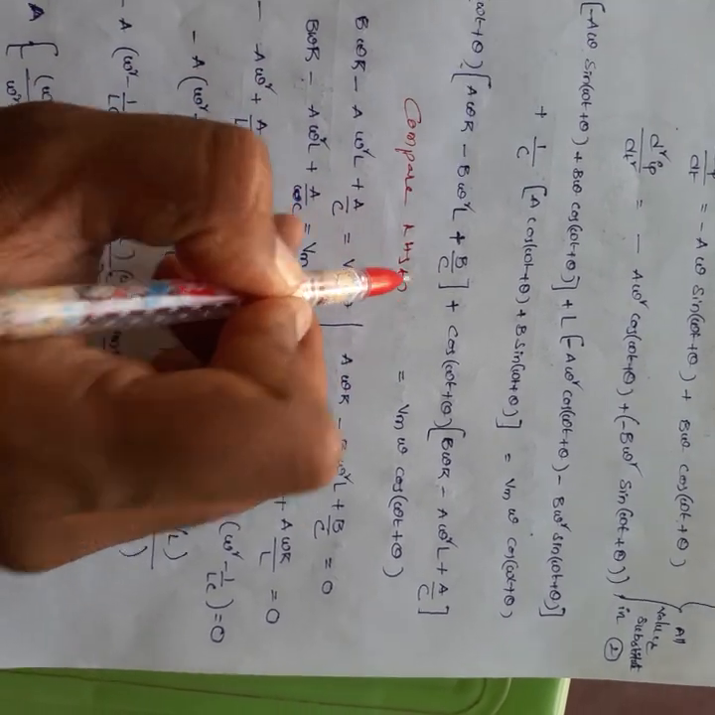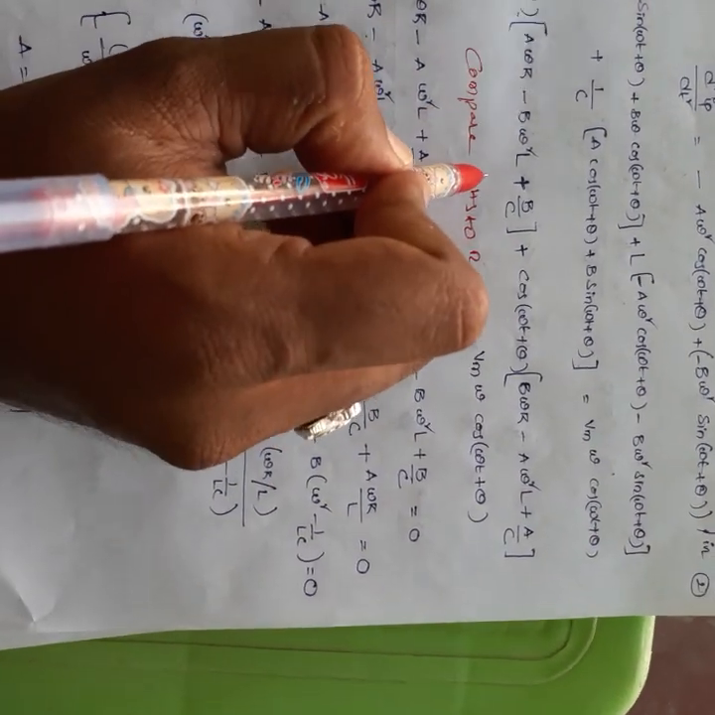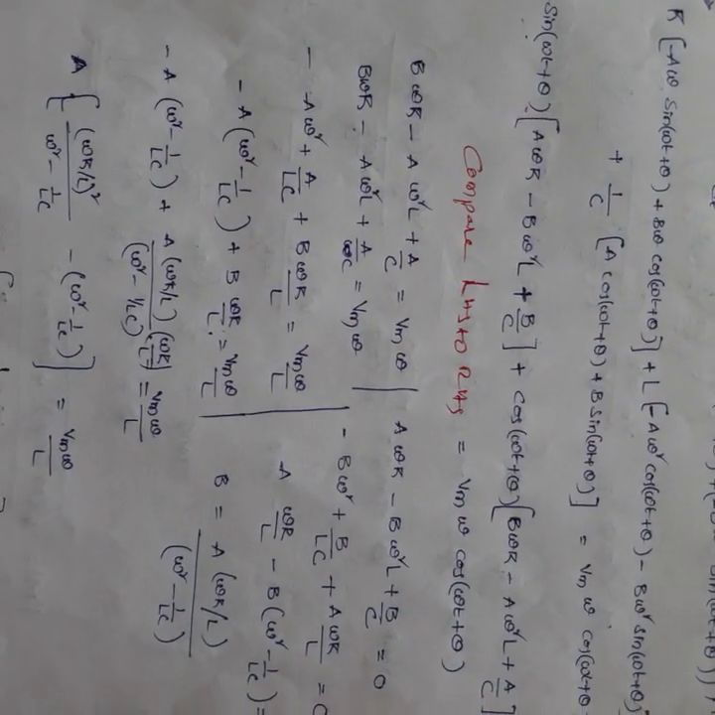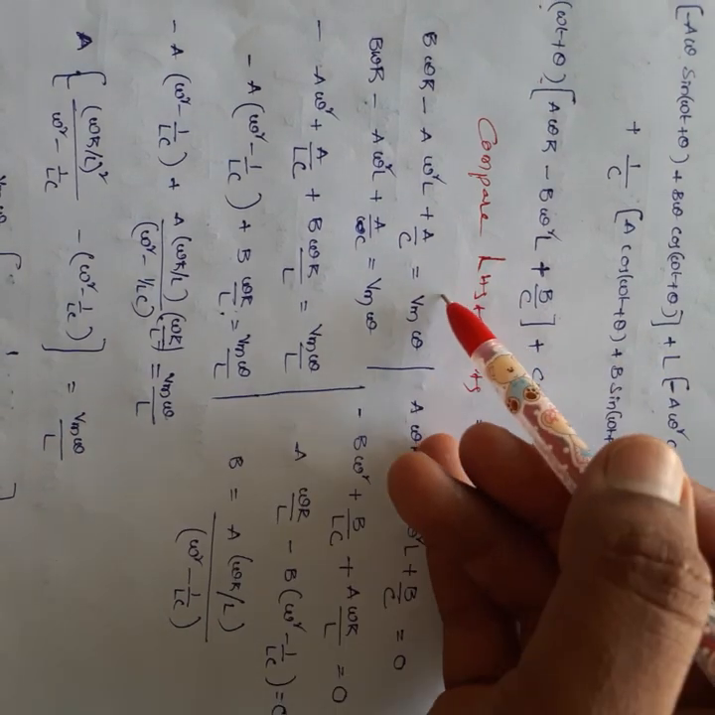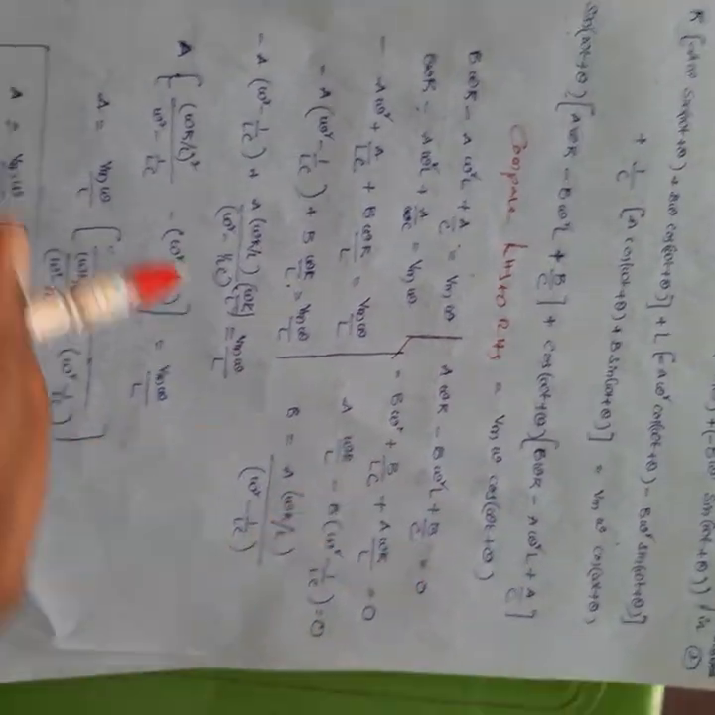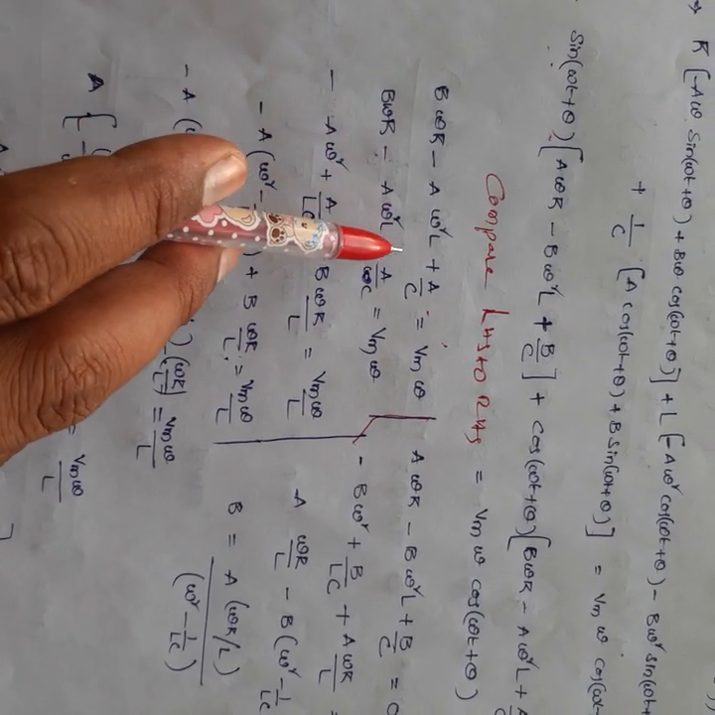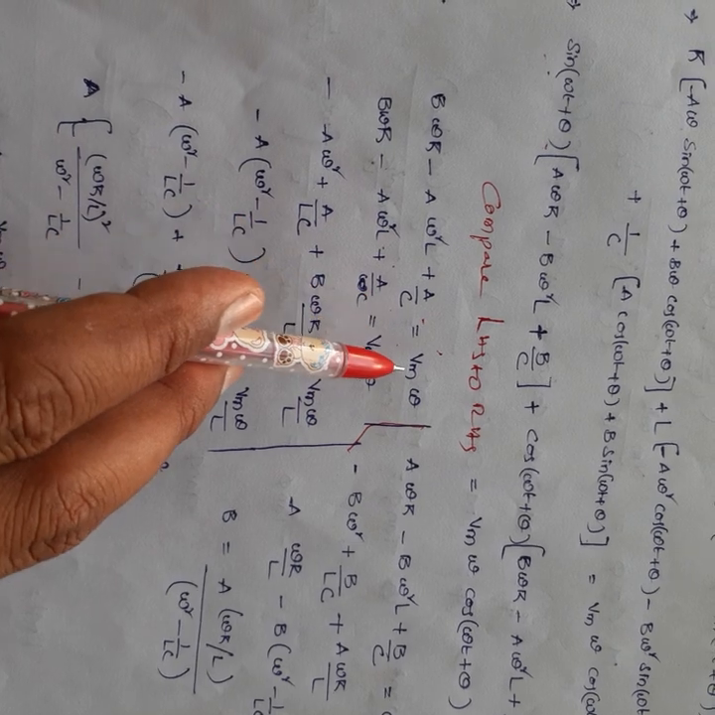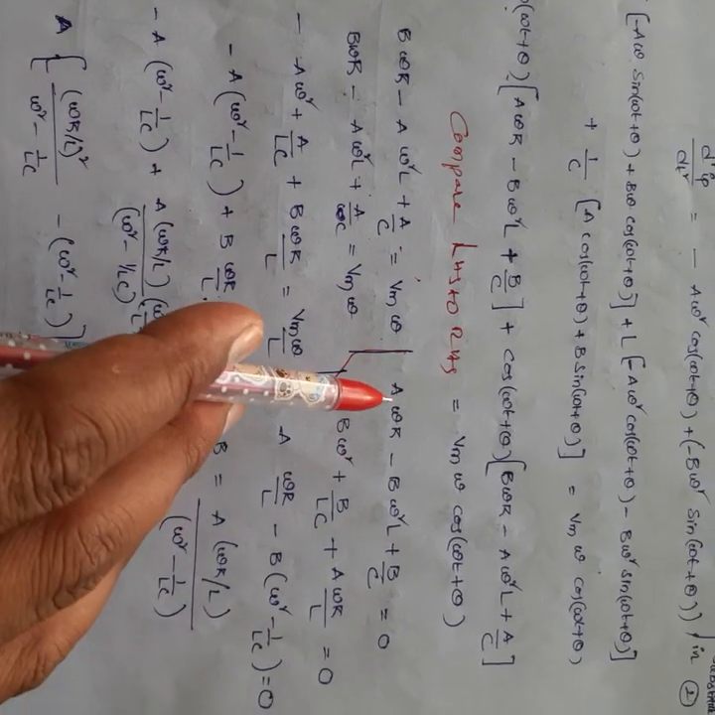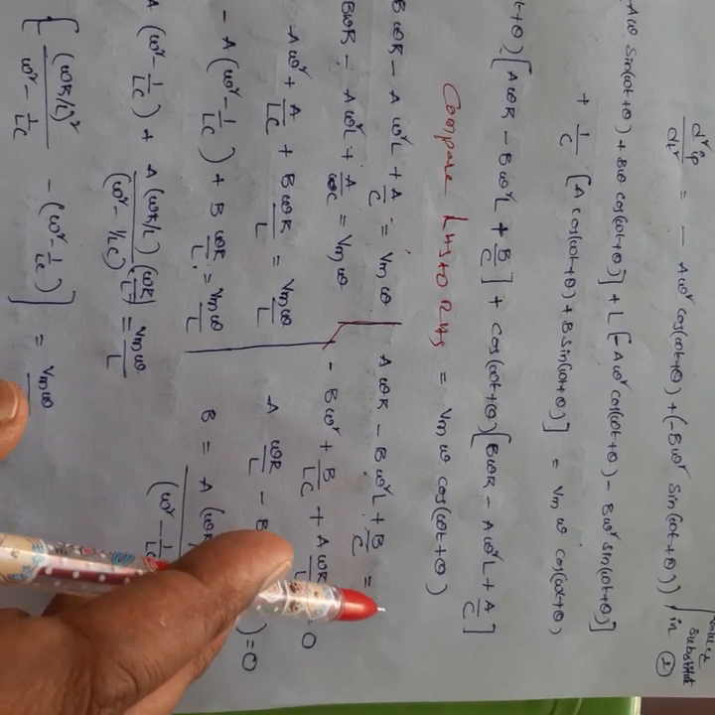Comparing the LHS to the RHS, we can again calculate the a and b values, and we get simple terms. Here I get one term: bω − aω²L + a/C = Vm ω, and the second one: aω − bω²L + b/C = 0.